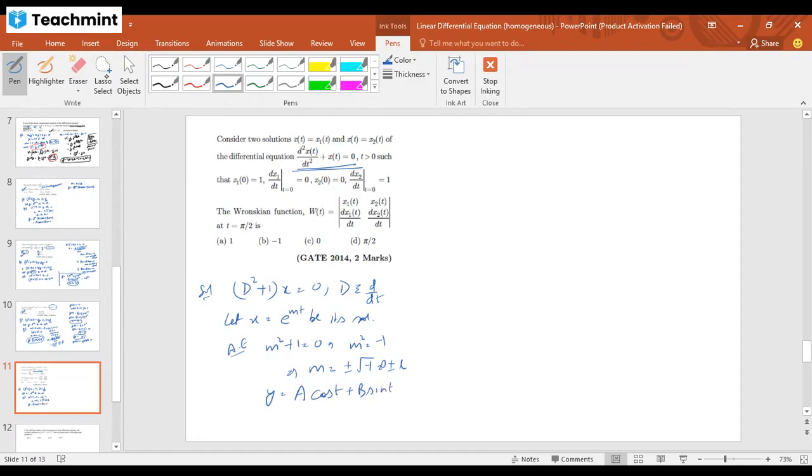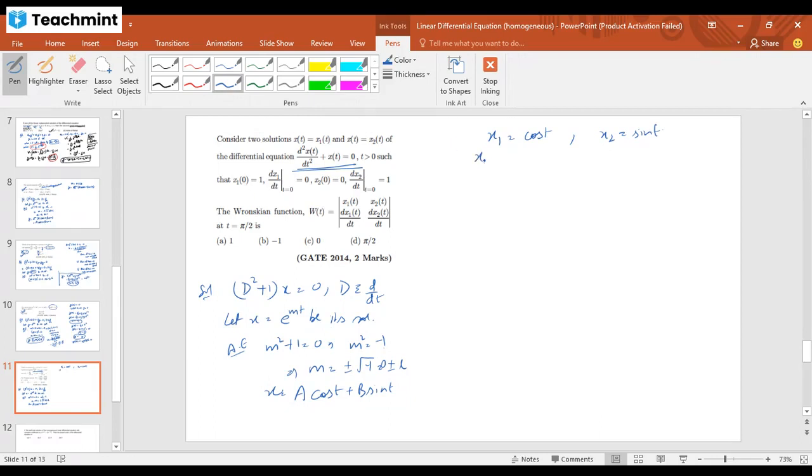Not y, but it is x. So what are the solutions? One of the solutions, say x1, is cos t and x2 is equal to sin t. But we need to choose in such a way that they must satisfy this condition.